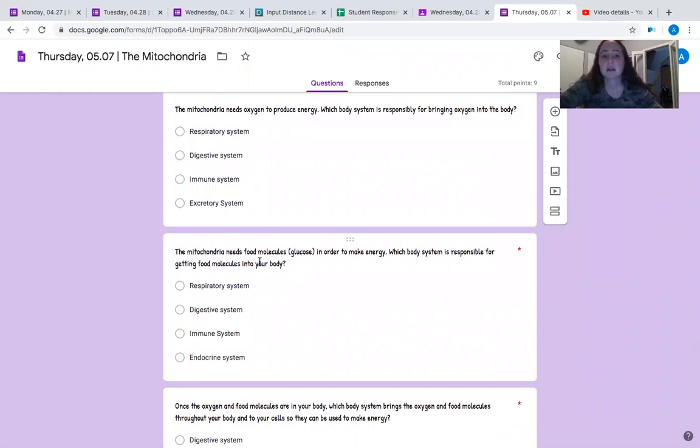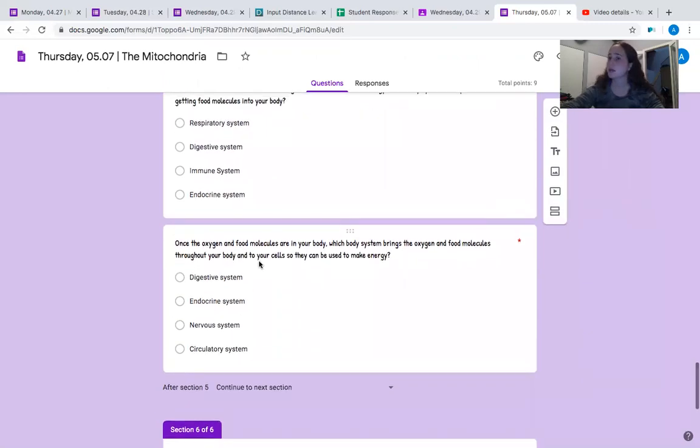Now, the mitochondria needs food molecules, glucose, in order to make energy. Which body system is responsible for getting food molecules into your body? Respiratory system, digestive system, immune system, or endocrine system? Pick your answer. All right, you should have said the digestive system. It's the digestive system that is how, when you eat food, you break it down and get down to your nutrients.